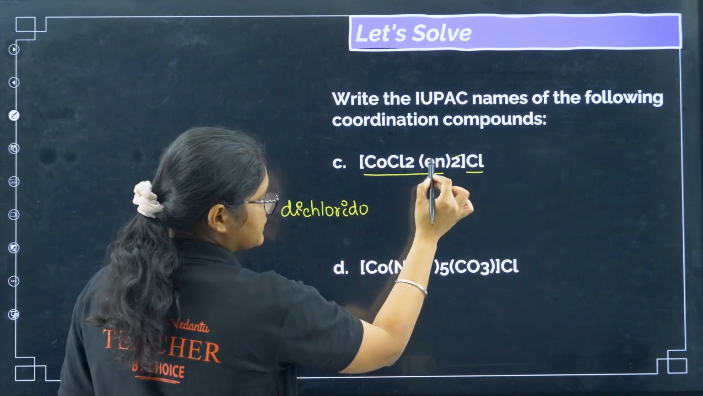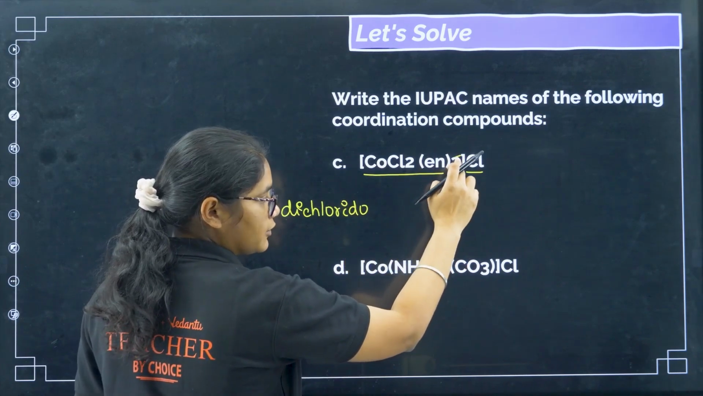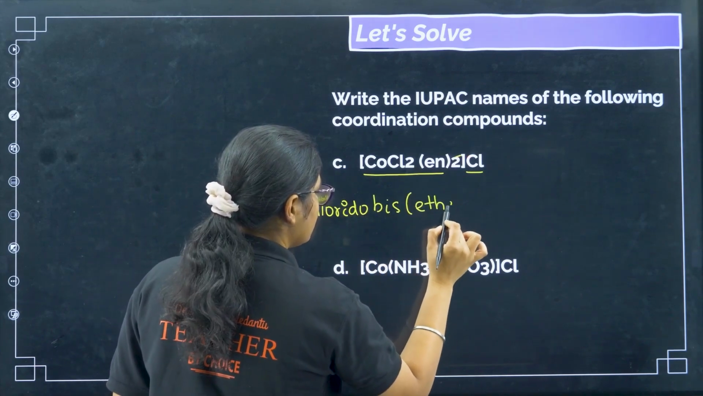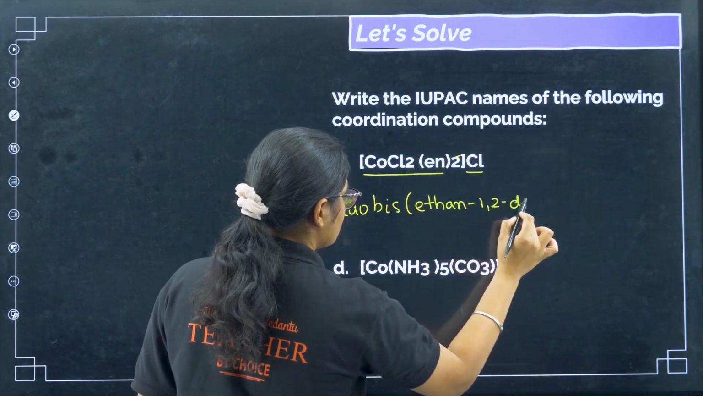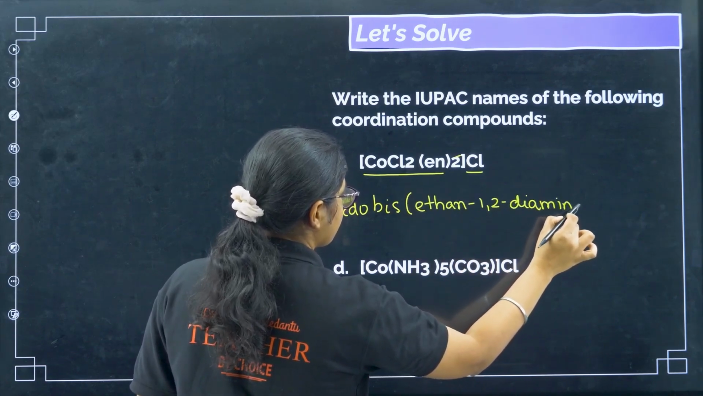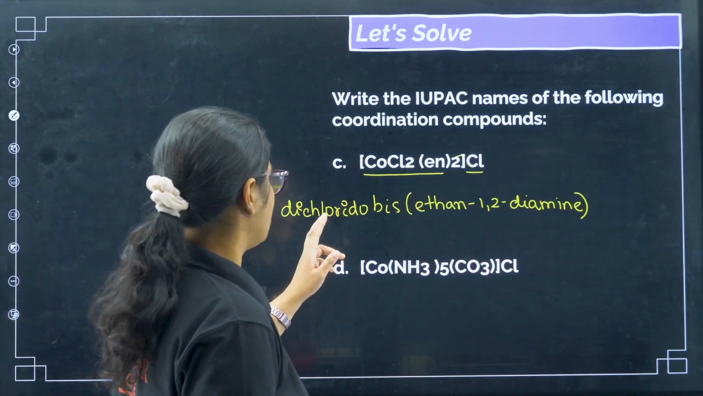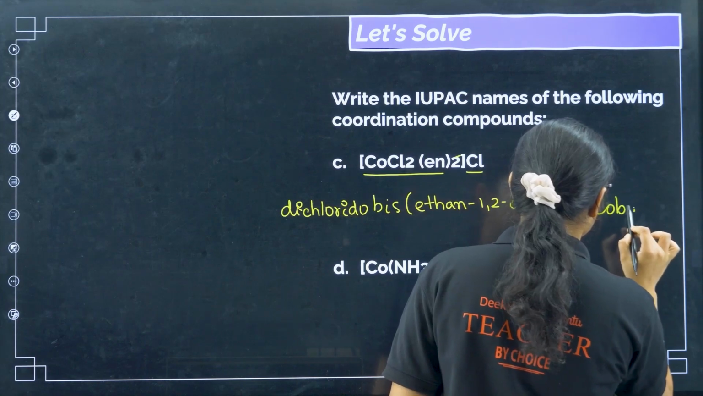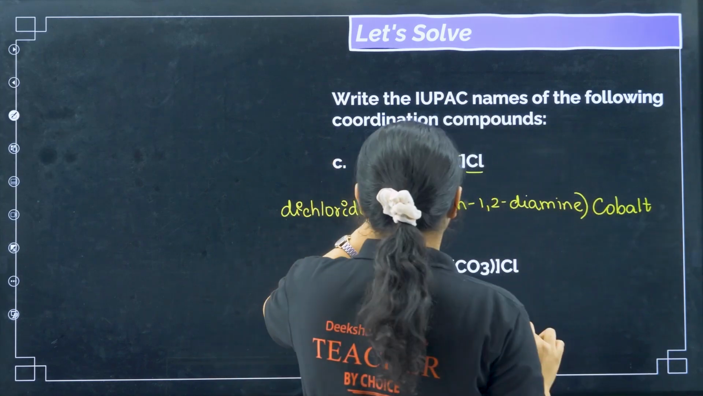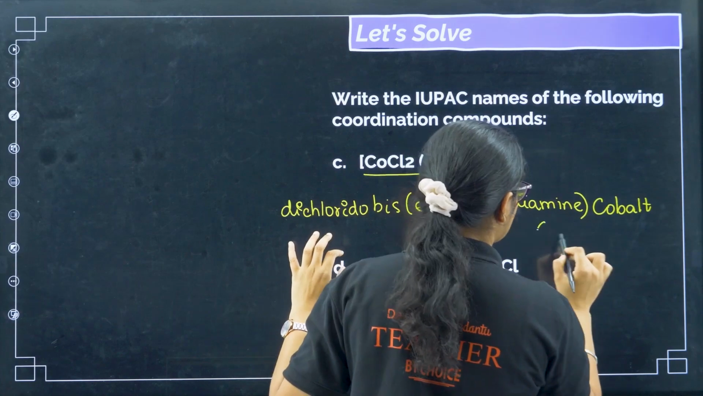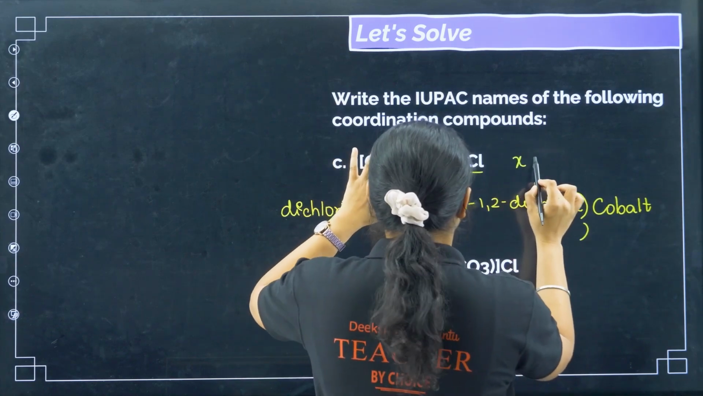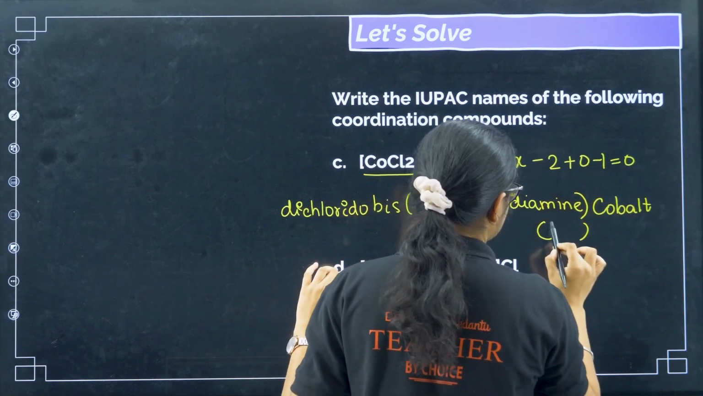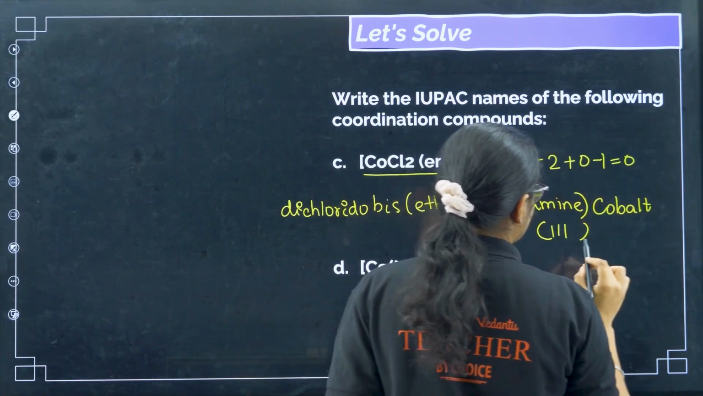Next this ligand name is ethane 1,2-diamine, but for 2 you don't have to write di, you have to use the word bis. Bis in brackets, then you write ethane 1,2-diamine. Then you have dichlorido bis(ethane 1,2-diamine) cobalt. After that, the cobalt oxidation state you have to write. If I want to calculate, let it be X. This is -2, this is 0, -1 equal to 0. So it is cobalt 3. And here I have to write chloride.